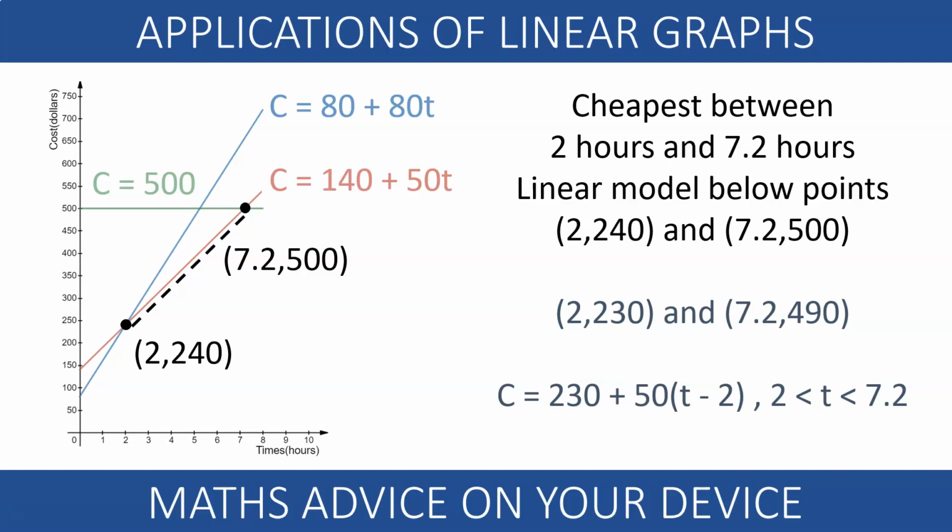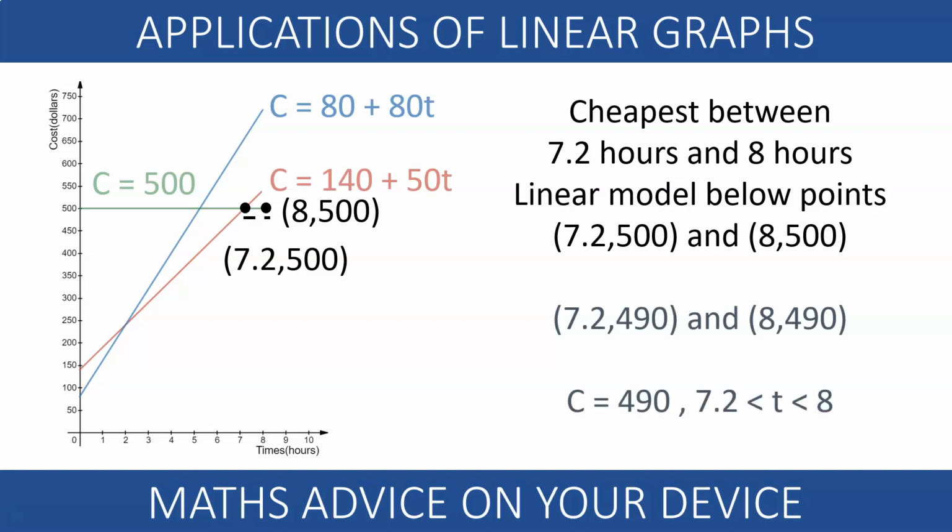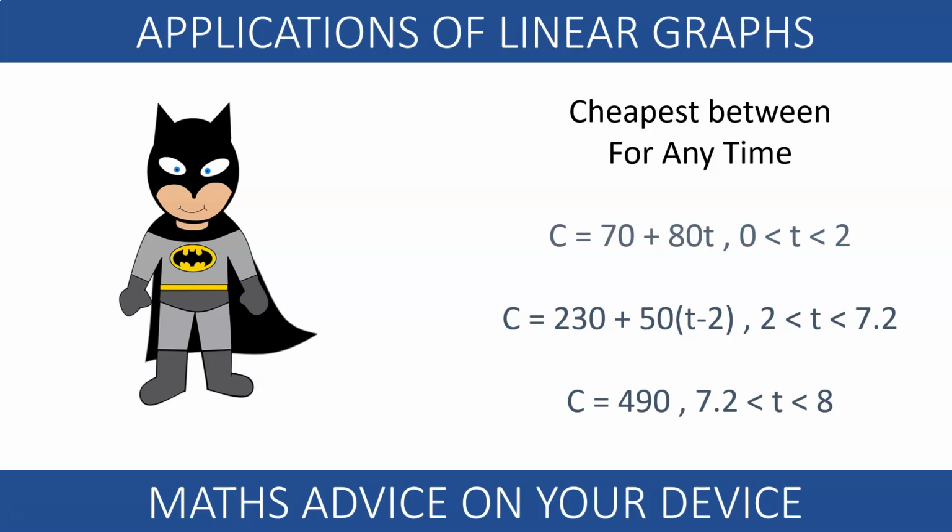2 and 7.2. The cheapest between 7.2 and 8 hours is a linear graph joining the points below: 7.2, 500 and 8, 500. The line has equation C equals 490. If you want to offer Batman the best price, you should charge him according to the 3 equations.